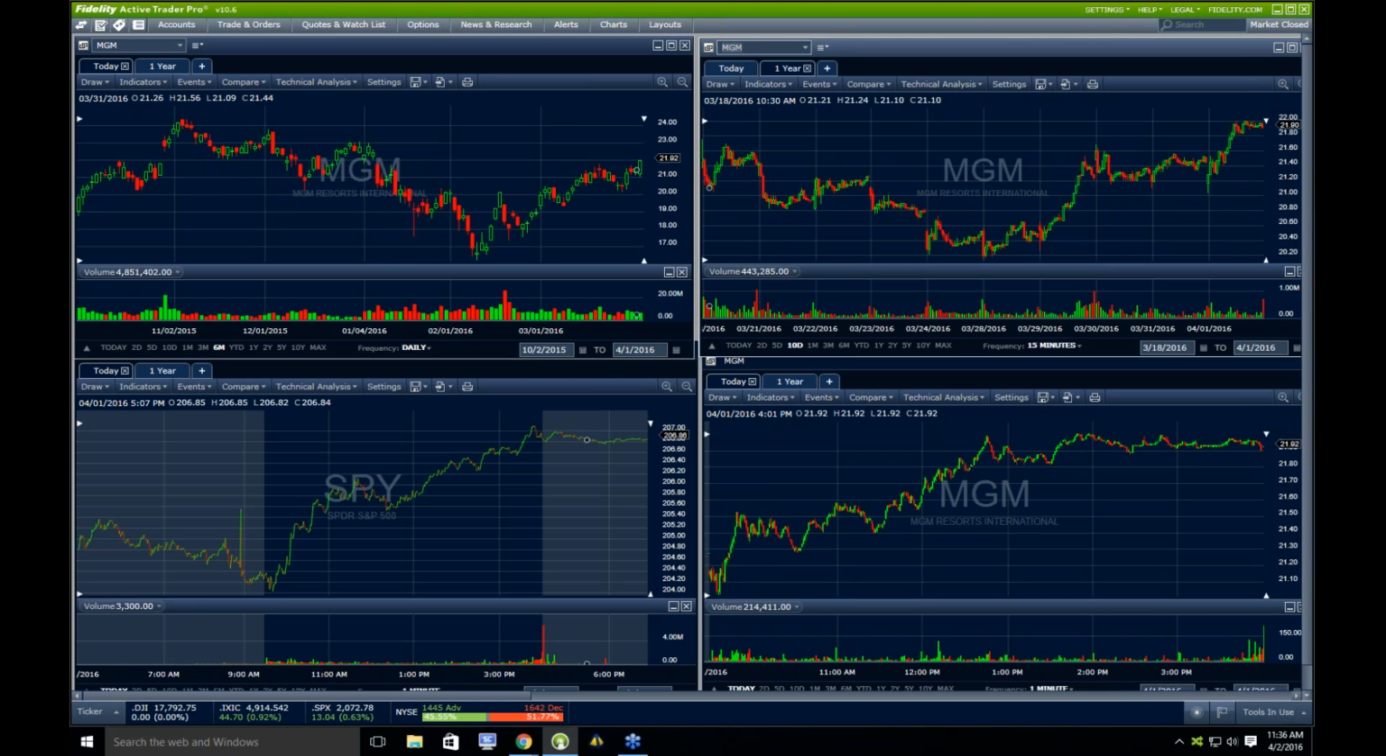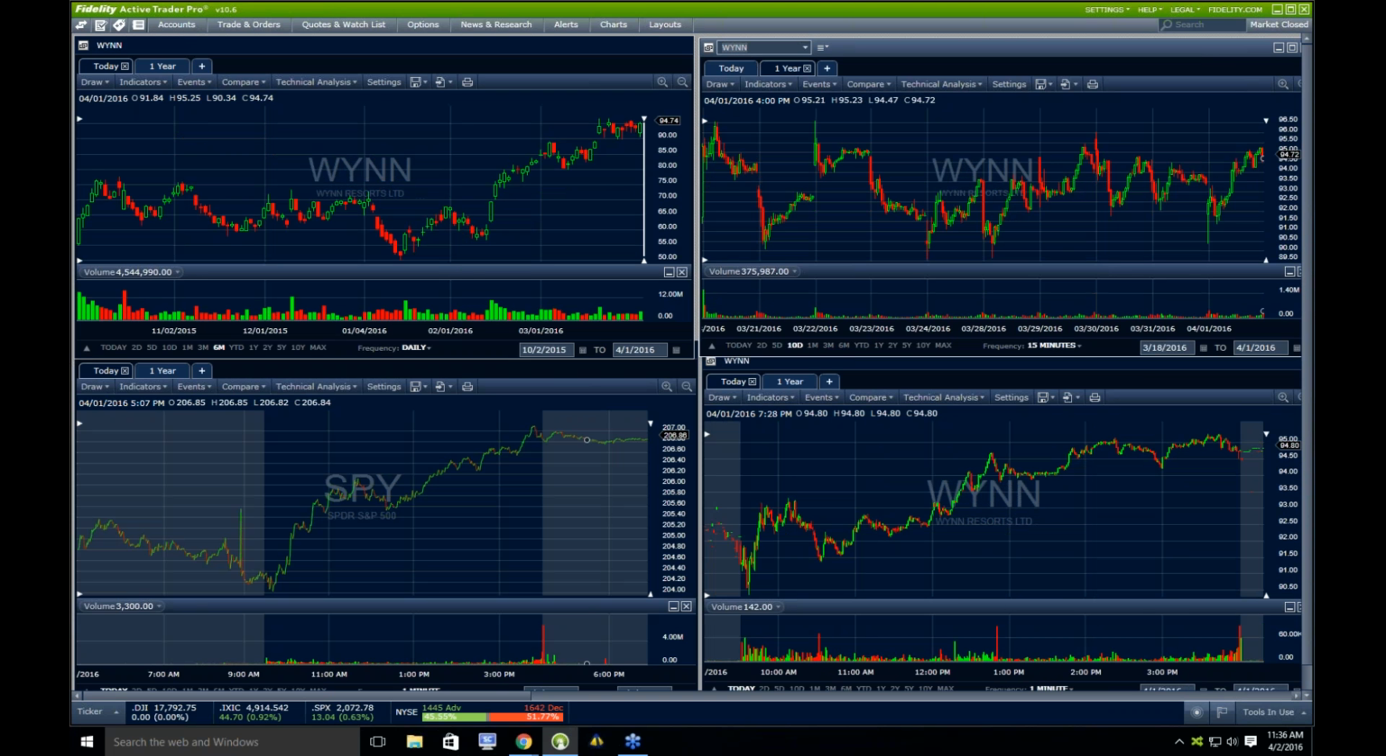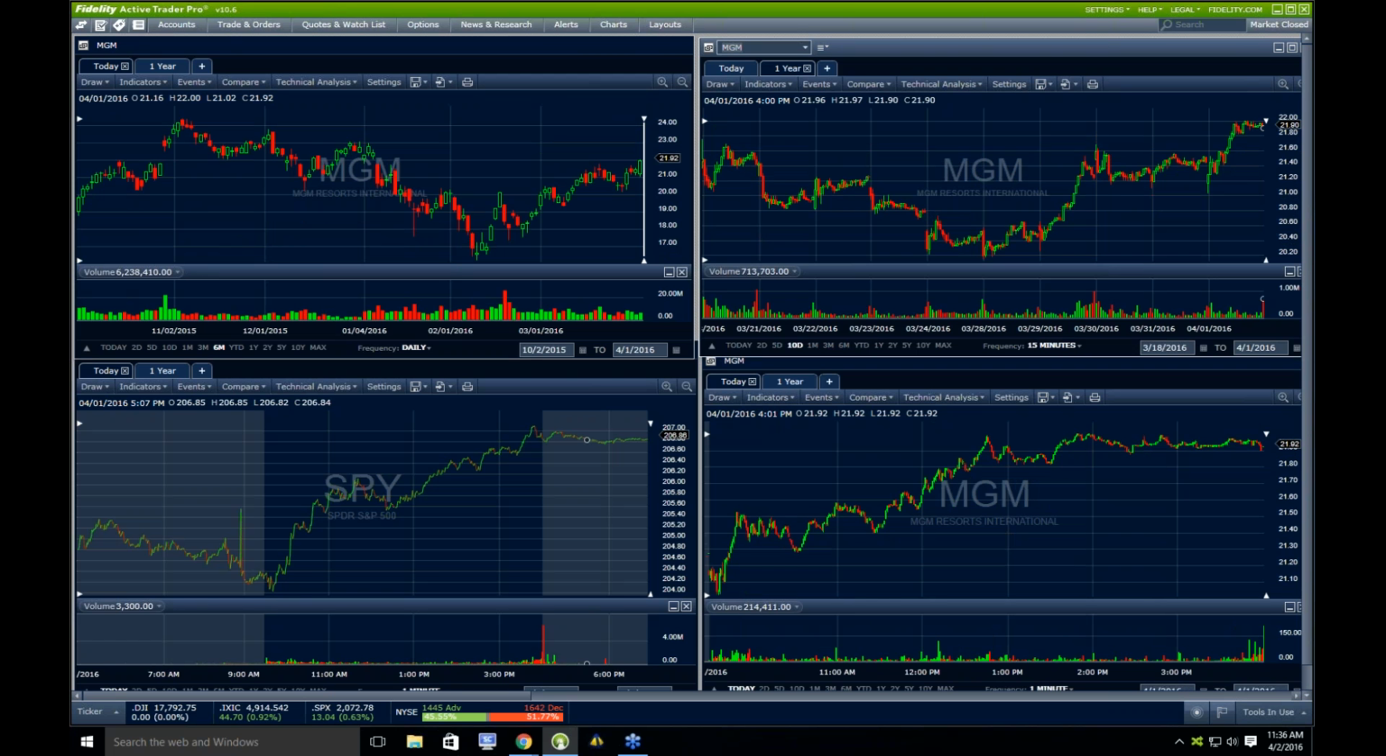MGM still looking really good. Actually looking better now than the other two, simply because I think those Macau numbers came out and they were a little bit dismal, I guess. So maybe Wynn and LVS are kind of being thrown to the back. I don't know. But this MGM looks pretty damn good too. This was one of the movers for Friday, so definitely going to be looking at this one going forward.